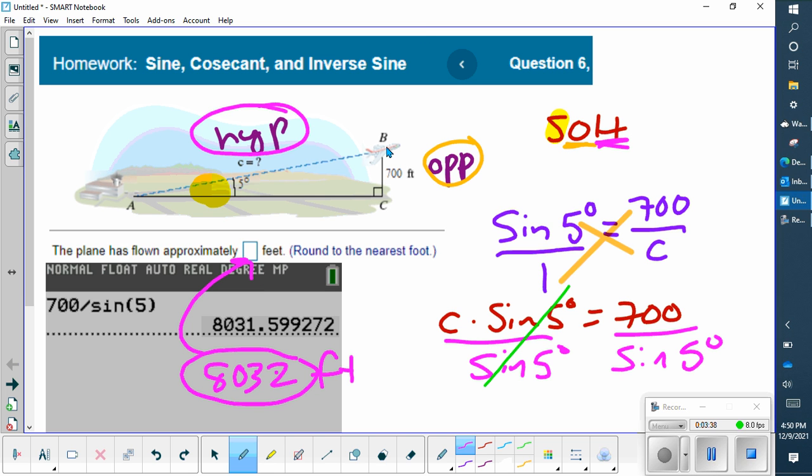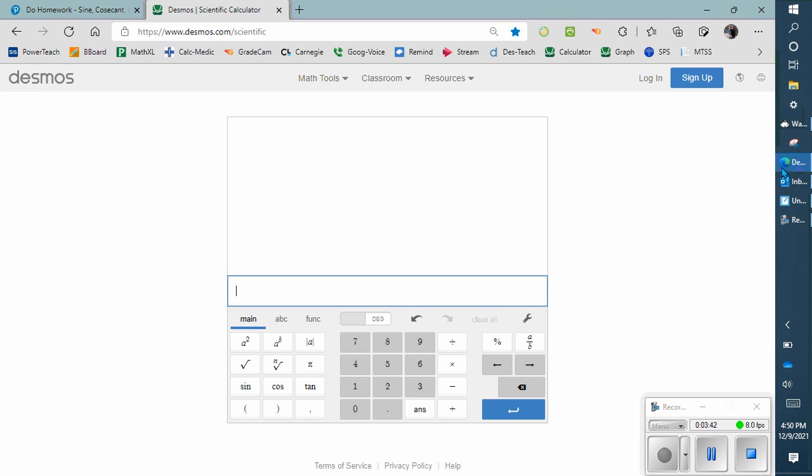The other way I could do it is using Desmos. And Desmos is an awesome tool. So 700 divided by sine of 5. Again, the nice thing about Desmos here, desmos.com/scientific, the default is degree. So you would have to switch it over to radians on the calculator. So I'm going to go 700 divided by the sine of 5, and there's the exact same answer.